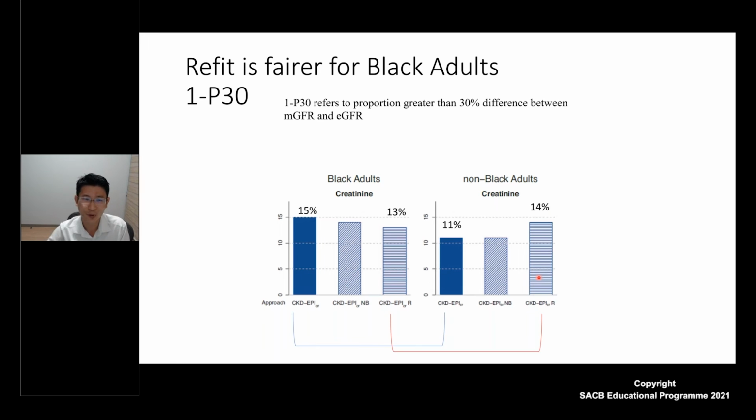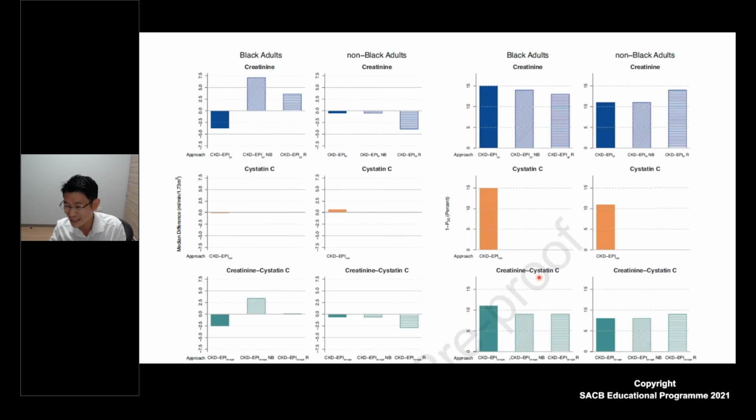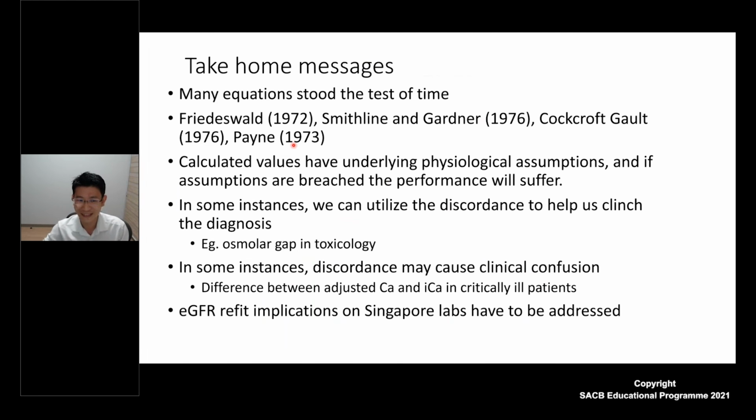So the take-home message is that many equations stood the test of time. We have the Friedewald, 1972, 50 years already. Many things cannot last for 50 years. No change is very difficult, but Friedewald, we are still using it. I believe we are going to continue to use it at least for the next 10 to 20 years. Smithline and Gardner, the calculated osmolality, Crockcroft, the pharmacy are still using it, the plain equation for the albumin adjusted calcium.